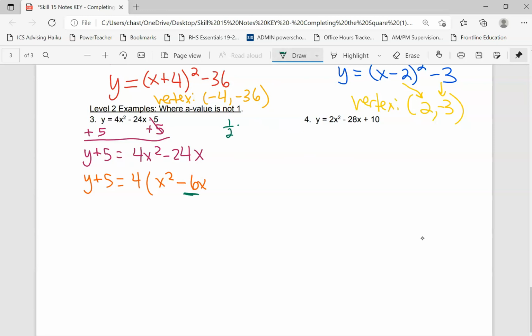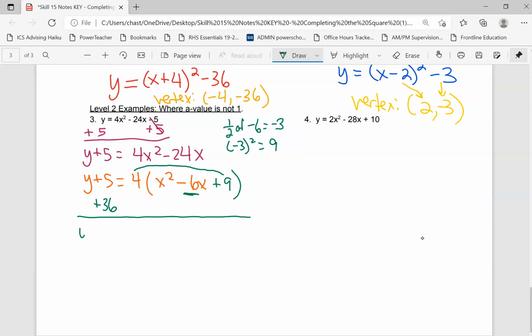So what's half of -6? That'll be -3. Take your -3 and square it, and you get +9. So I'm going to write +9 here. But I don't want to just write +9 here. I have to do 4 times 9, which is 36, because we factored out that 4. So that gives us y plus 41 equals 4 parentheses.